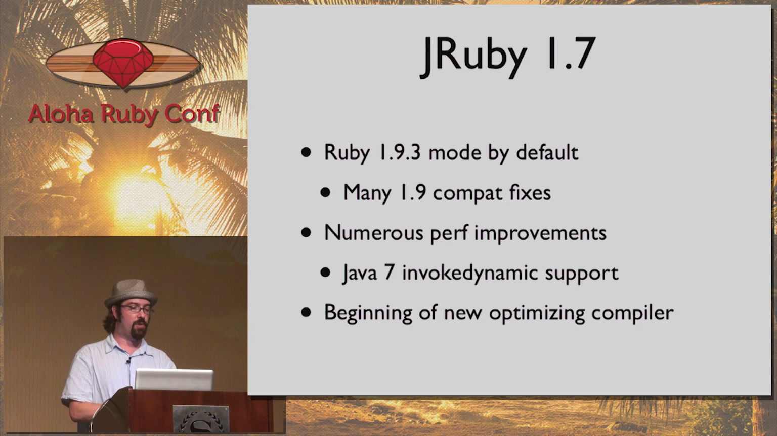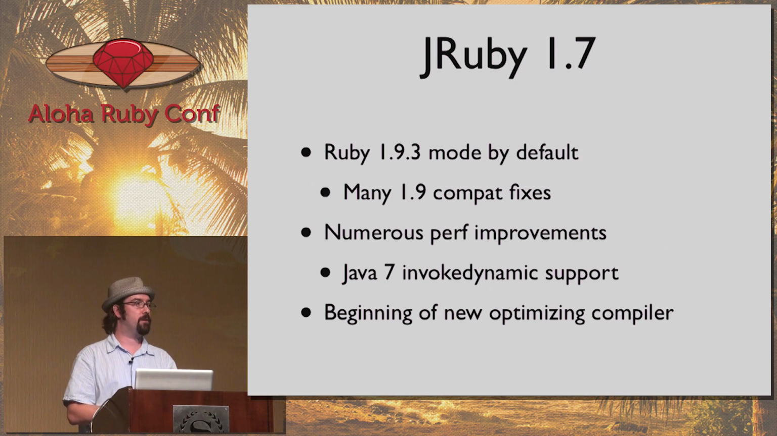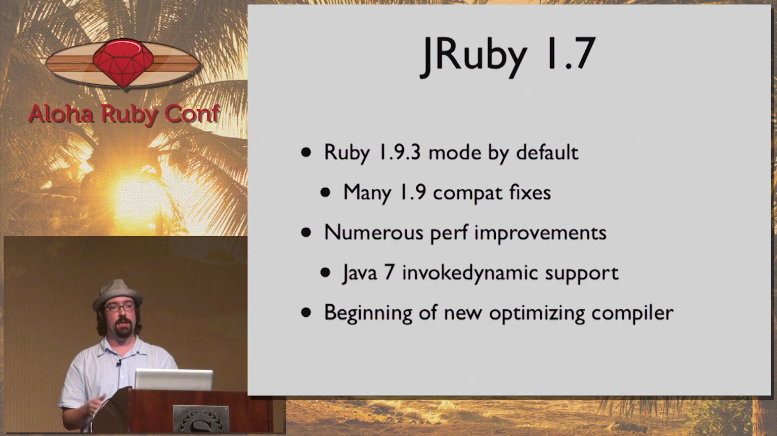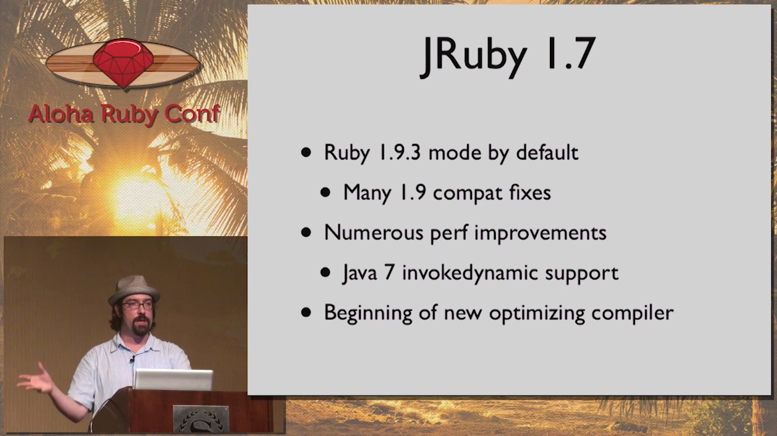JRuby 1.7 is the release we're working on right now. It's the one that I'm hoping everybody will try out. Ruby 1.9.3 by default, and we've done a ton of work to make sure that 1.9.3 behavior is pretty close to 100%, especially working hard on encodings, which has been a big effort and a big change in Ruby 1.9. Lots of performance improvements, especially around concurrency and straight line execution performance. We've also added support for Java 7's invokedynamic, which I'll talk about in a bit. Basically it gives us a much better possibility for optimizing Ruby in the future. And we have the beginnings of a new optimizing compiler within JRuby before we even give the code to the JVM.